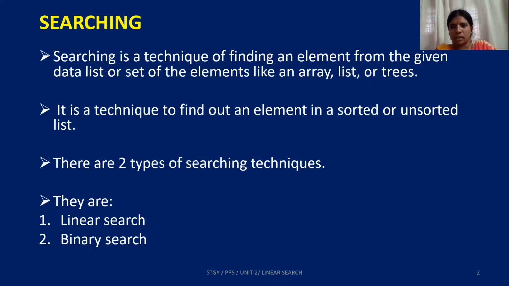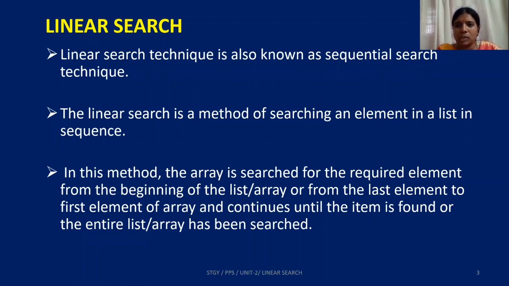There are two types of searching that you are going to look at as a part of the syllabus: linear search and binary search. So let us proceed and look at what is linear search. Linear search is also known as sequential search. Linear search is a method of searching in which every element in the list is compared to the element that needs to be searched for.